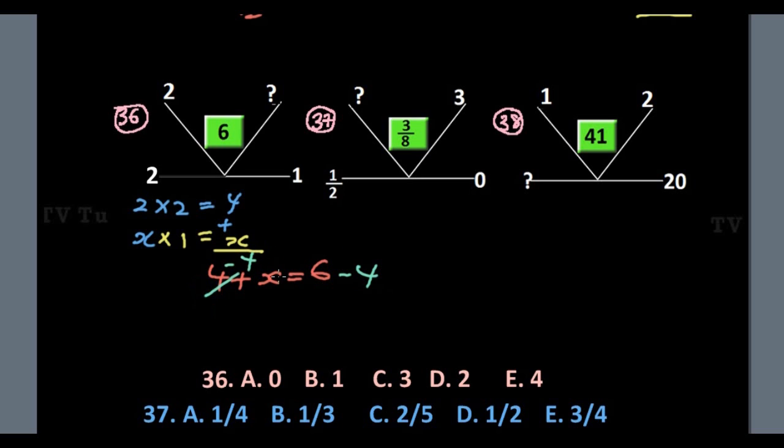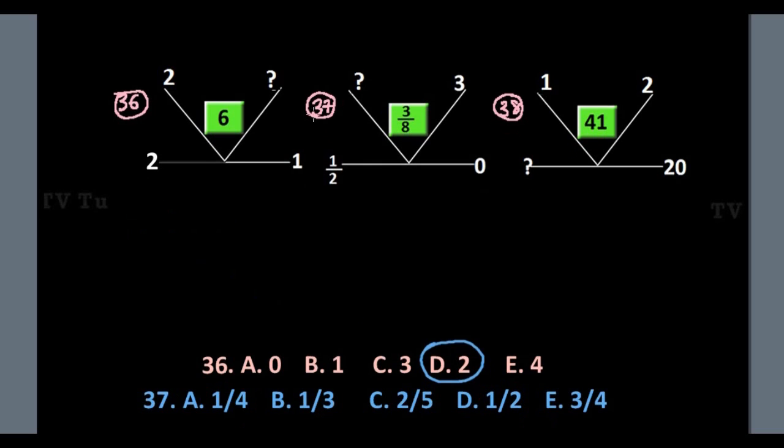Okay, so this will give us 0. Then we have x equals 6 minus 4, which gives us 2. So if you cross check, 2 times 2 plus 2 times 1 is 6. Okay, so the answer option D is the right answer. So now we go for question 37.